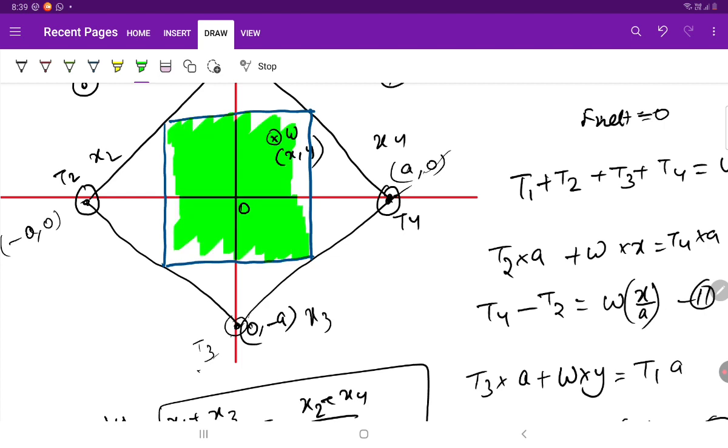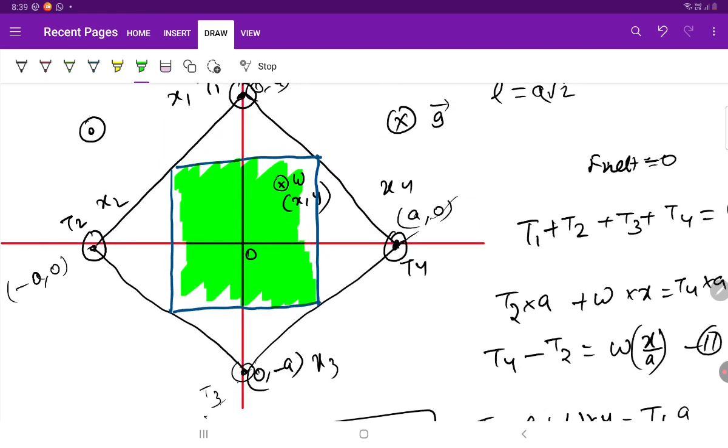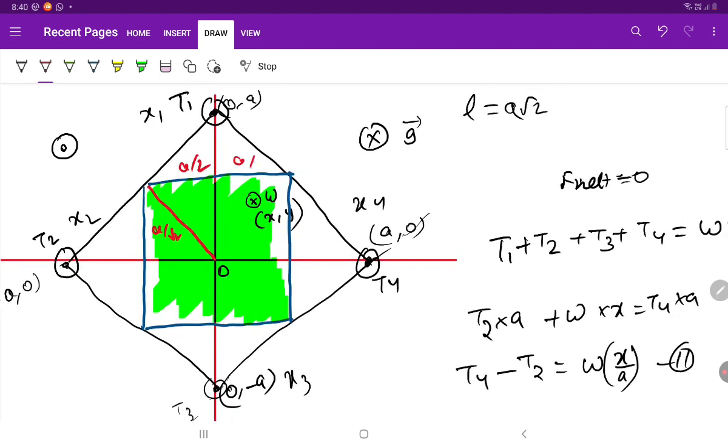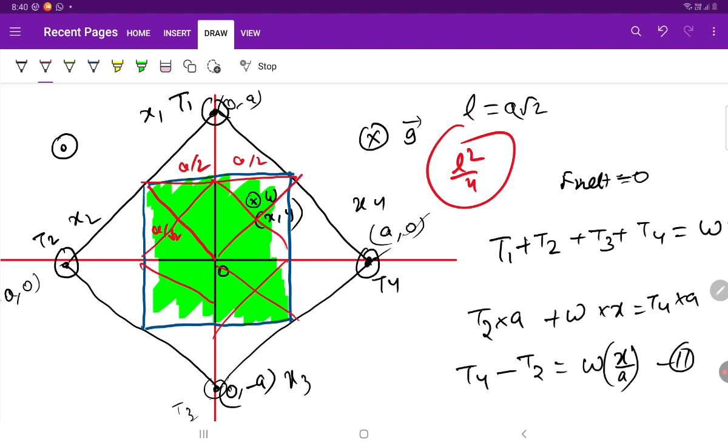You may be asked to find the area of the shaded region, so you may do it like this: this is a, this will be a by root 2, and this will be further a by 2, and this is a by 2, so this whole length will be a. We already know a equals l by root 2, so the area will be l square by 4. So hope you understand, or you can do something like this square. You just make the diagonals and use some similarity to find the required result.